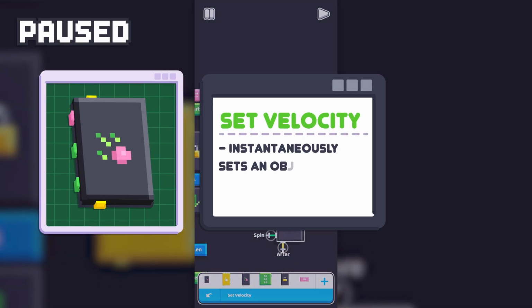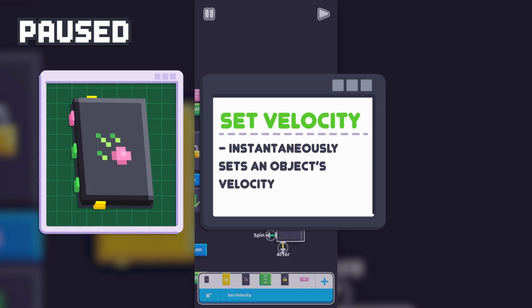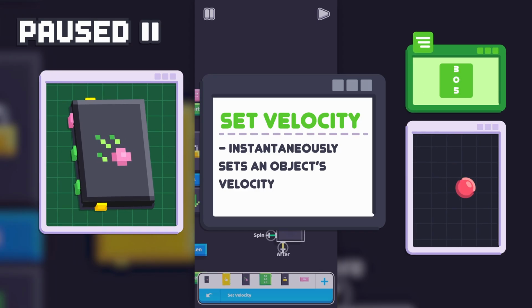This block instantaneously sets an object's velocity. It has 3 inputs. We have object, which is what we'll modify, we have velocity, which is the directional velocity, and we have spin, which is the angular velocity. Keep in mind the word instantaneous. For example, if an object is falling and we apply this block, it will reset its velocity and use what we've set into our object.